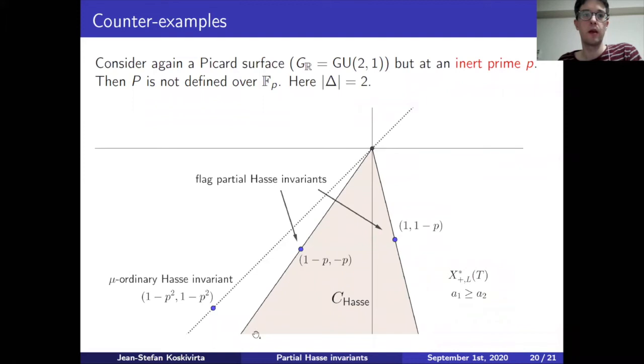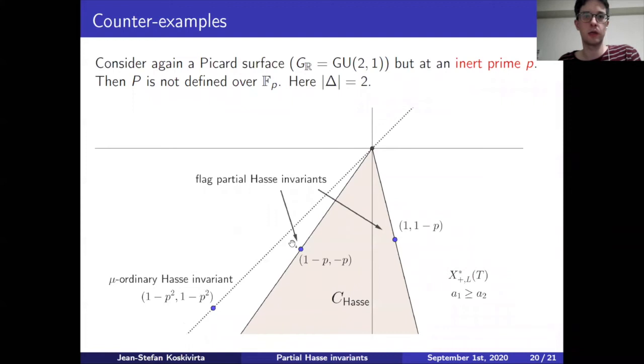But we also have this mu ordinary Hasse invariant that I talked about. So this is an example where the mu ordinary Hasse invariant has nothing to do with these flat partial Hasse invariants. It is not even spanned by them. In the case of Feynman stock, this Hasse invariant was the product of these two Hasse invariants, but here it has really nothing to do with them. Completely different. It has weight 1 minus p squared, 1 minus p squared, and so you can see that it is outside of this Hasse cone.